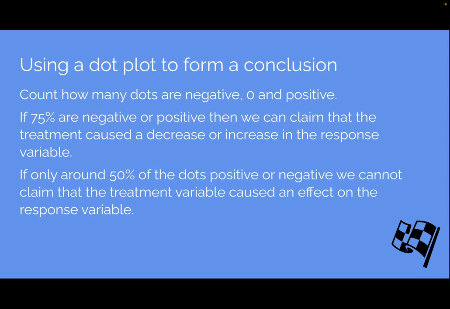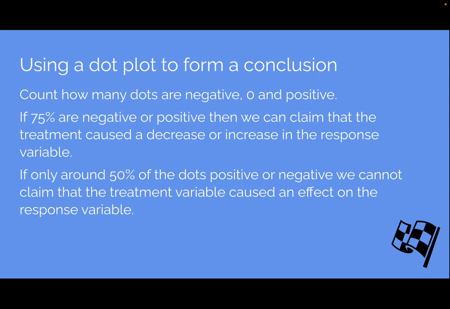The next is your dot plot. This one, you count how many dots are negative, 0, and positive. So similar to the arrow diagram, when you count how many arrows are going left, down, or right, this one you count how many dots are negative, 0, and positive. And this one's probably the easiest to read. So if 75%, again, 75% is the magic number.